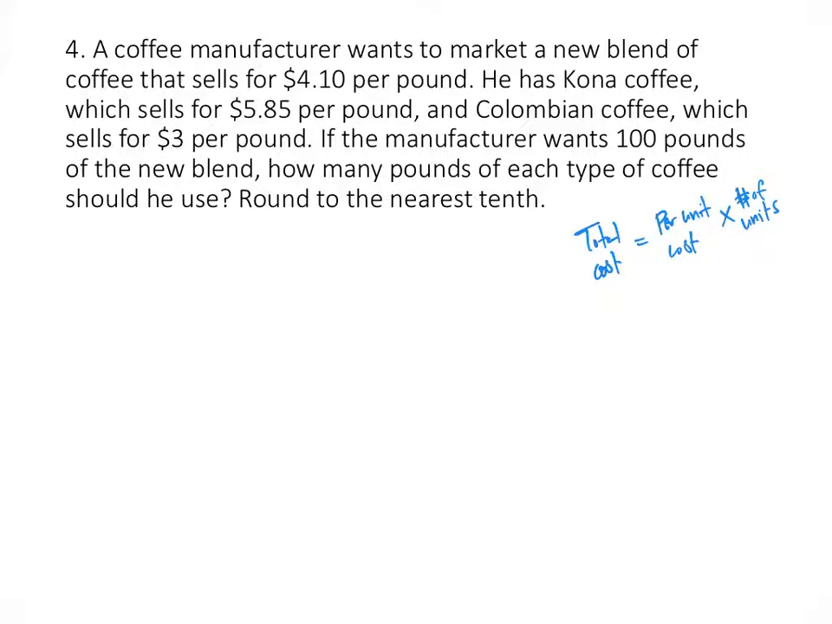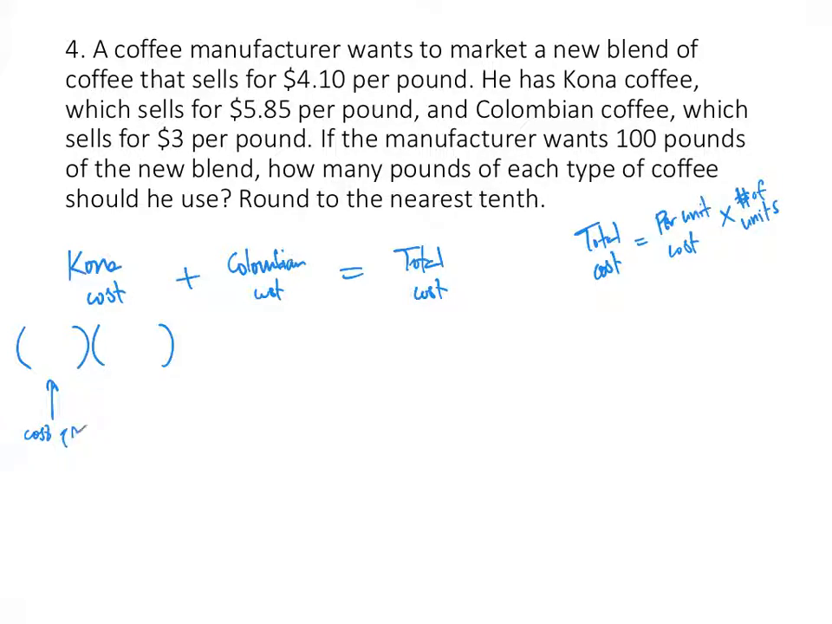Now, the 2 types of coffee are Kona coffee and Colombian coffee, and so the equation that we're going to set is the Kona cost plus the Colombian cost, and that's going to equal the total cost. Okay, now we need to start filling in some gaps. So the Kona cost is going to be the per unit cost, the cost per pound of the Kona coffee, multiplied by the number of pounds. So what's going to go here is the cost per pound, and what's going to go here is the number of pounds of the Kona coffee.